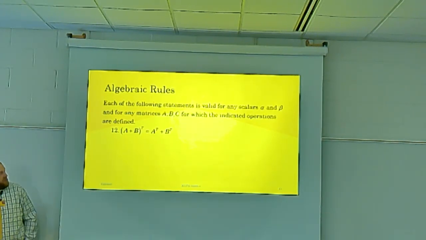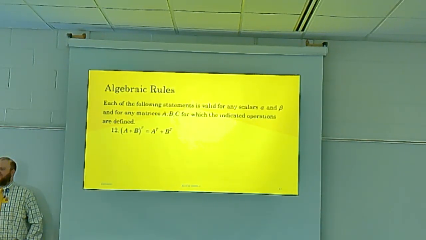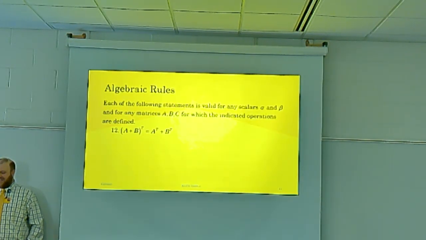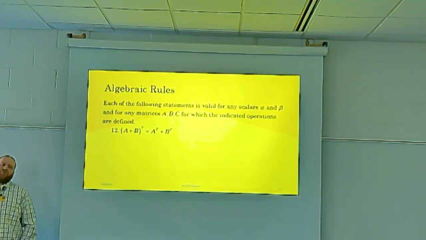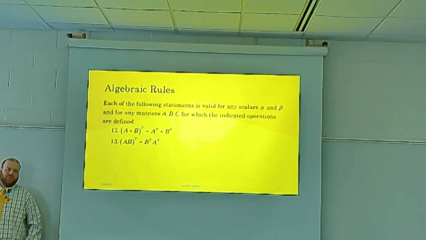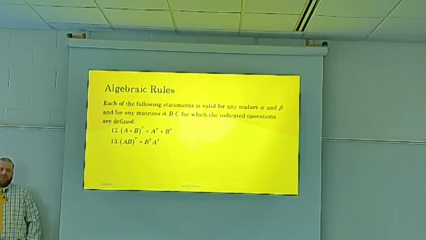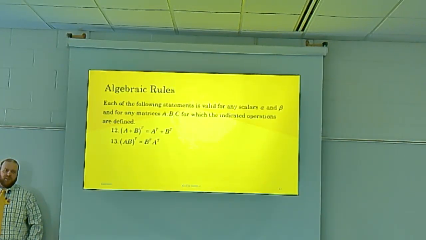Right, this is what everyone wishes normal exponents were. And a plus b to the fourth, it'd be nice if it was just a to the fourth plus b to the fourth. Sadly, it's not. But transpose does work that way. If you take the transpose of a times b, it's the transpose of b times the transpose of a. So you distribute the transpose through and flip the order of multiplication.